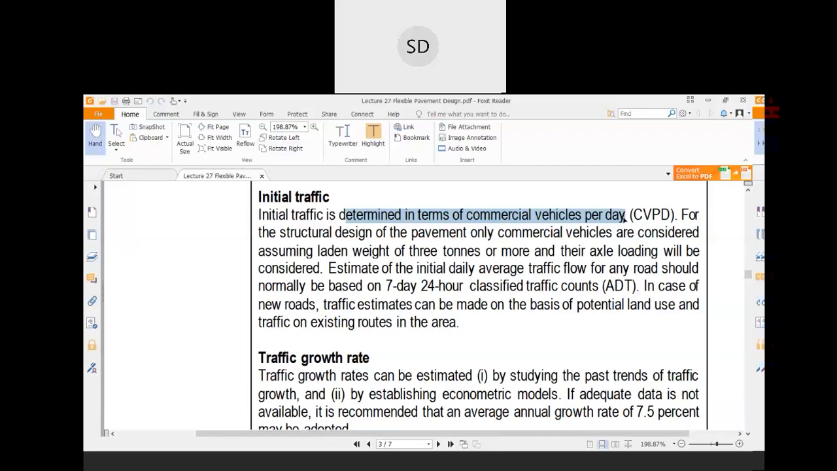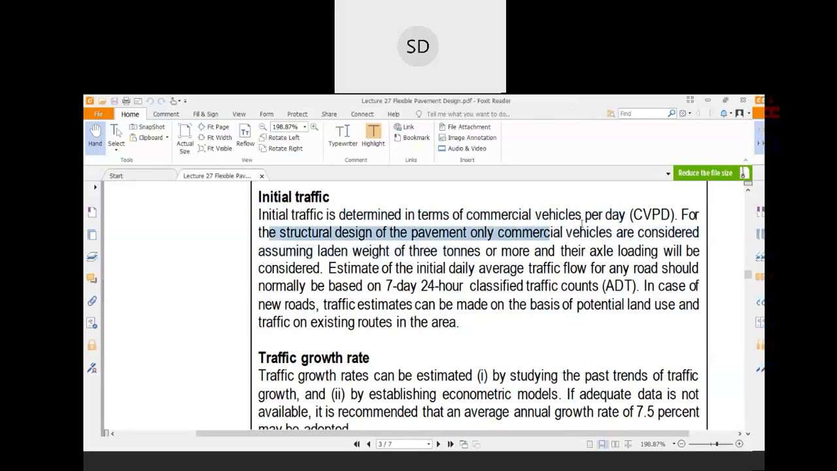Now, you remember in our traffic volume count, we have PCU, passenger car unit. Our standard was the passenger car. So we consider the passenger car as one, and with respect to the passenger car, we calculated the PCU of other vehicles. But in case of design, our standard is the commercial vehicle of 8160 kg. So based on the commercial vehicle load, we will convert all the other loads into commercial load values.